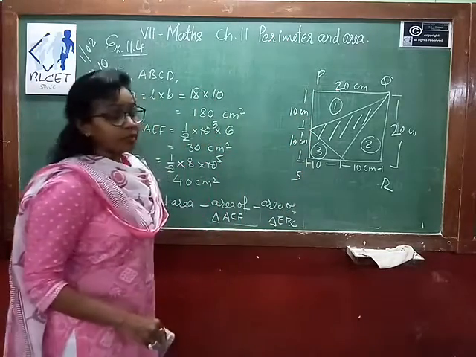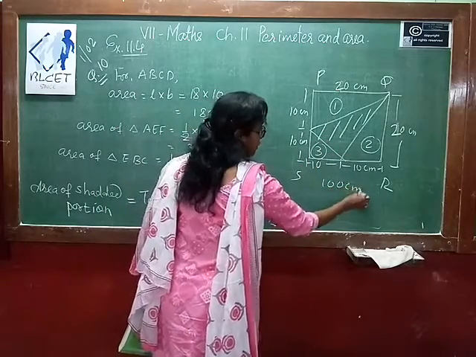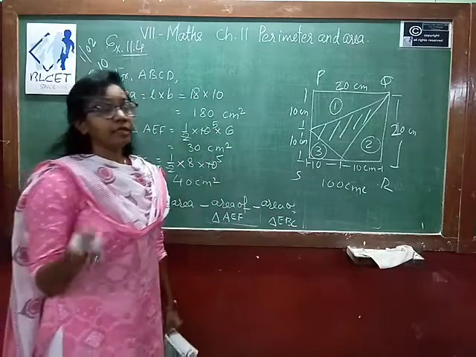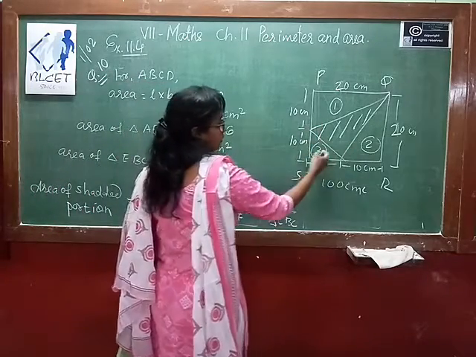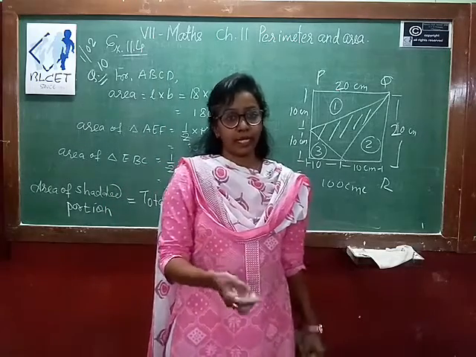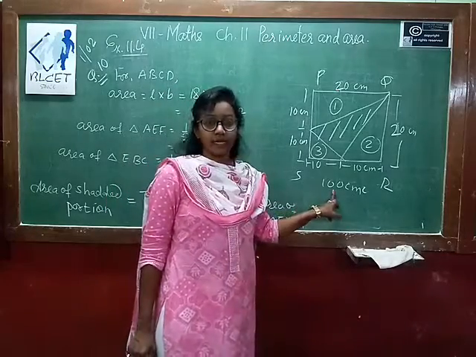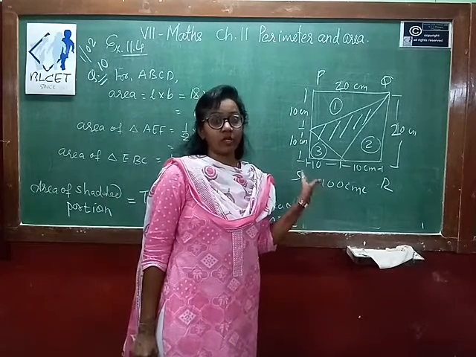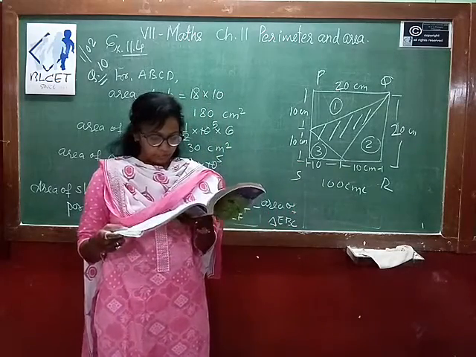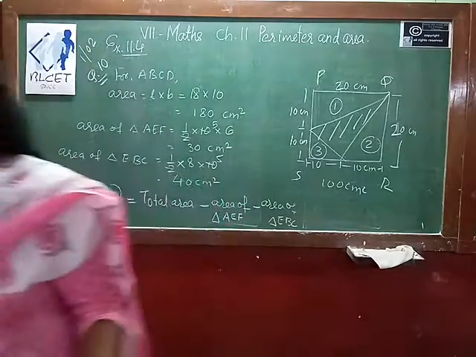So first of all, you find the area of the total, that is 100 centimeter square. Then the area of each triangle, 1/2 base into height. So you will get 1, 2, 3 triangles, 3 areas of triangles. Do the addition of those areas, and whatever answer you get, you have to subtract from 100 centimeter square. So this way you can solve this question by yourself. Any query you can ask me. Move on to the next question, question number 11.